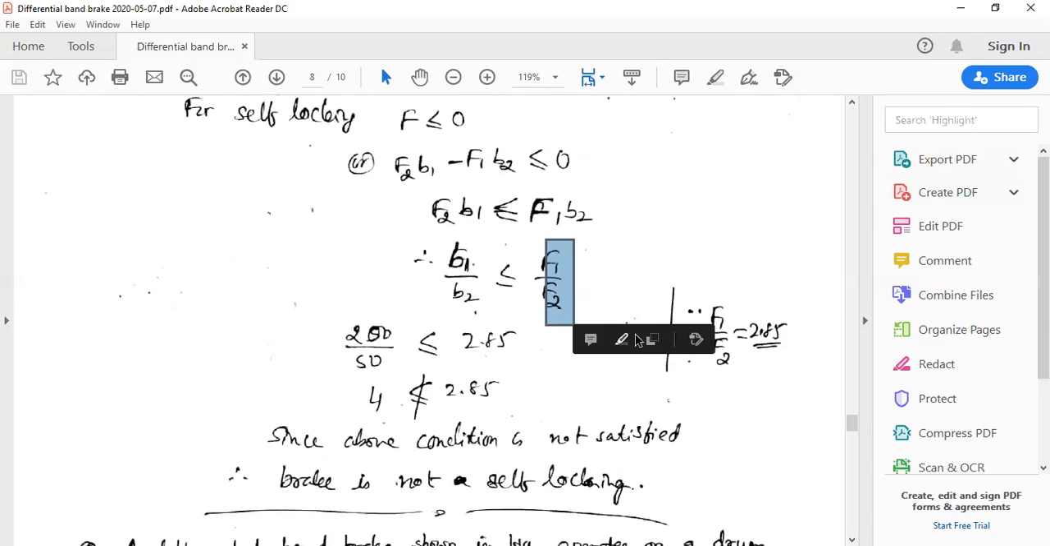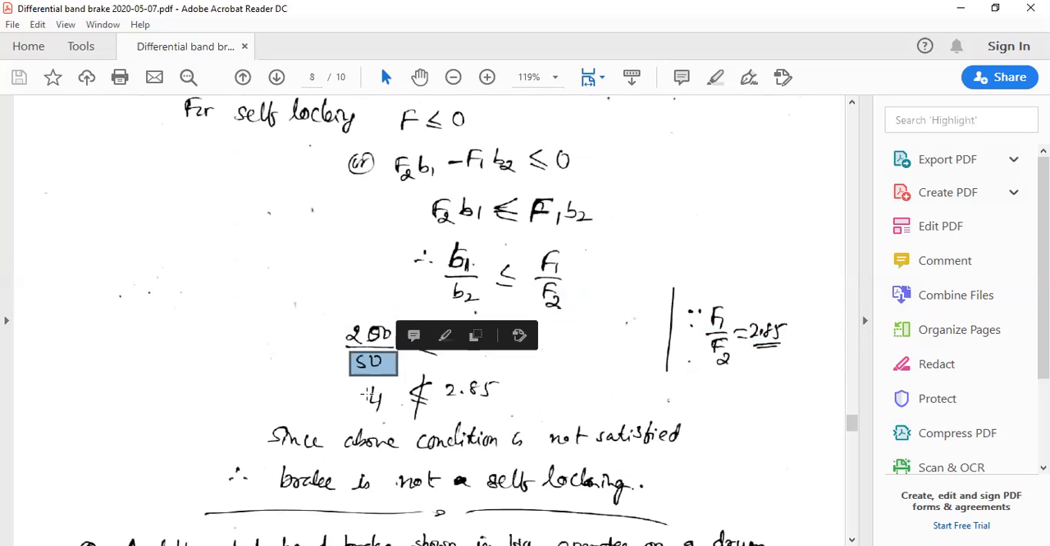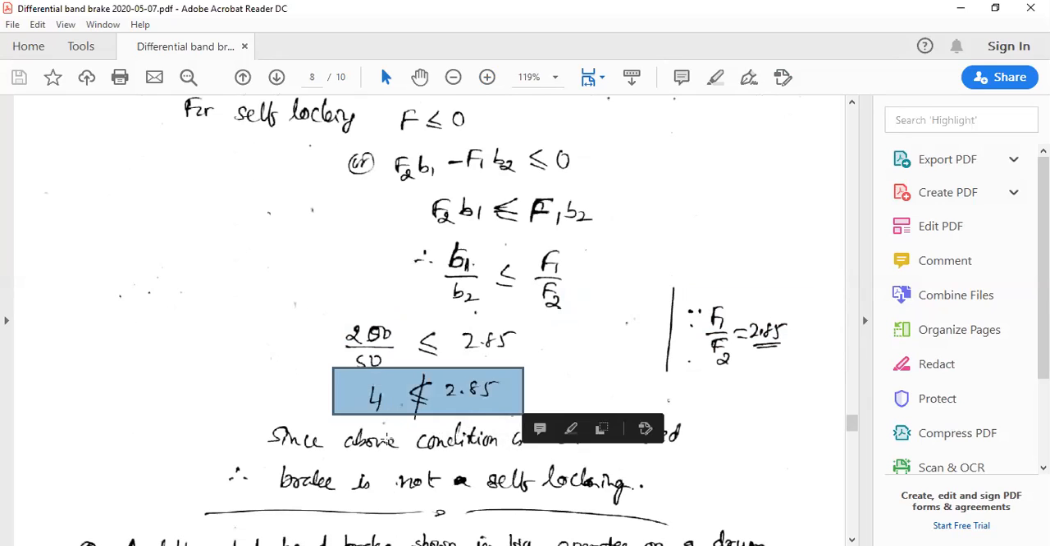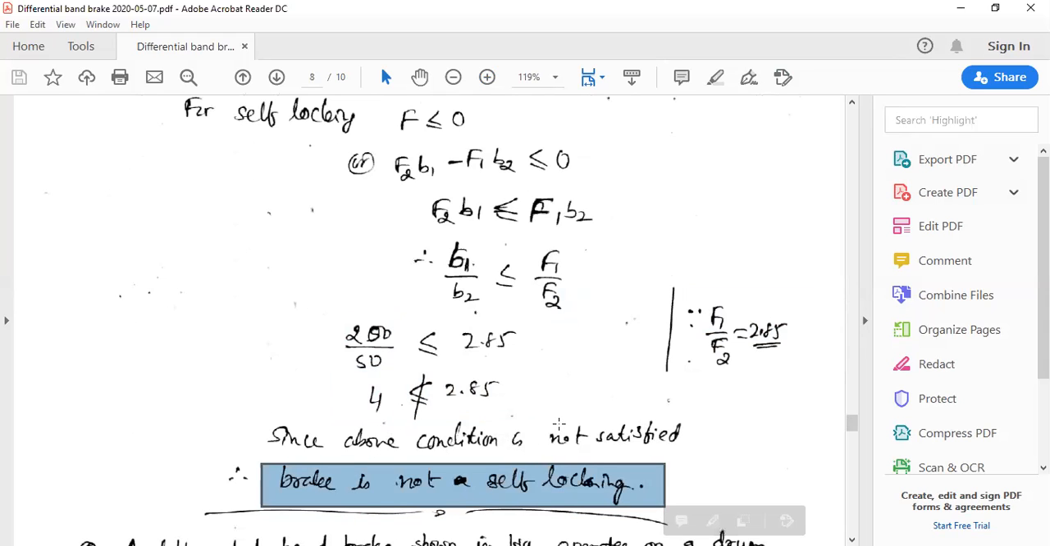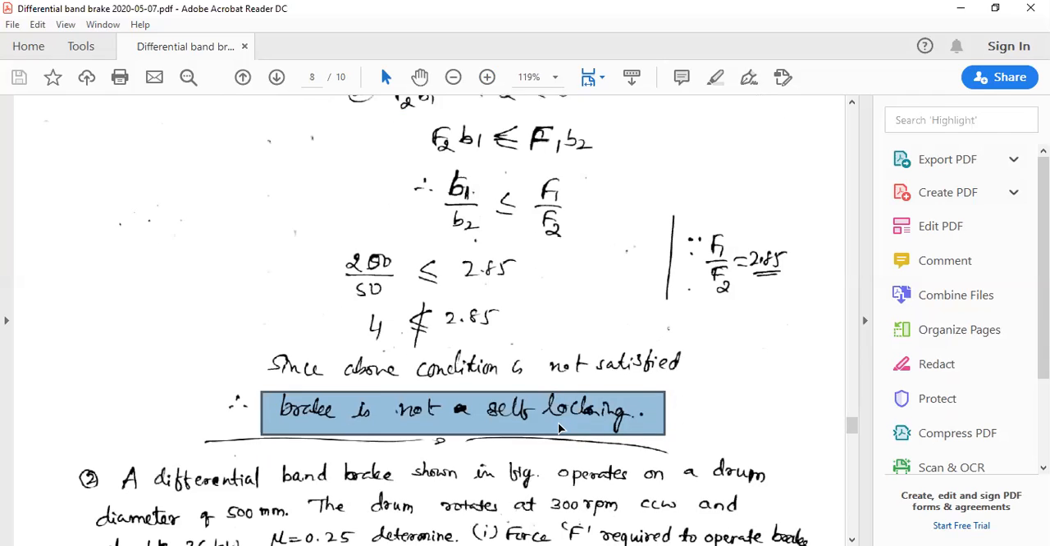So what is F1 by F2? F1 by F2 is the driving tension ratio, that is calculated as 2.85. b1 value is 200 and b2 value is 50. So the answer that we get here is the ratio b1 by b2 is 4. Is 4 less than 2.85? No. So 4 is not less than 2.85. Therefore, the condition is not satisfied here. Therefore, we can say the brake is not a self-locking brake. So this we have proved. So this is one problem.